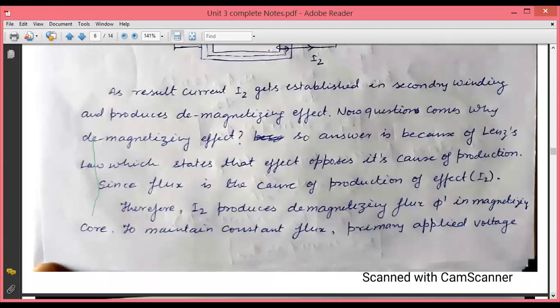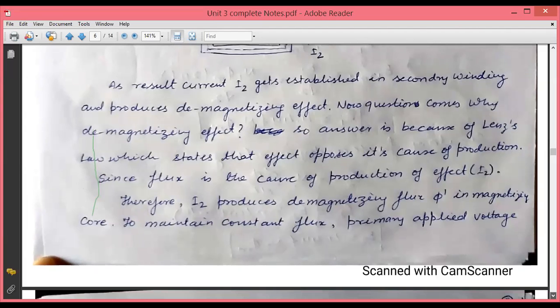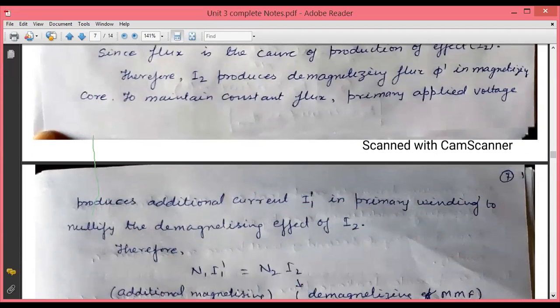As a result, current I2 gets established in the secondary winding and produces a demagnetizing effect. Now the question comes, why demagnetizing effect? The answer is because of Lenz's law, which states that the effect opposes its cause of production. Since flux is the cause of production of current I2, I2 produces demagnetizing flux phi dash in the magnetic core. To maintain constant flux, the primary applied voltage produces additional current I1 dash in the primary winding to nullify the demagnetizing effect of I2. I hope everyone is very clear on this.